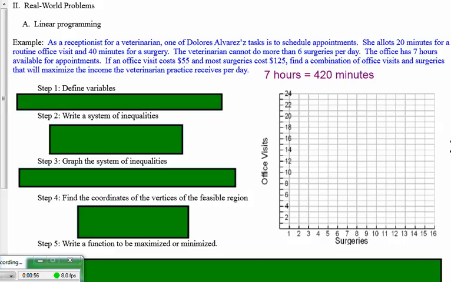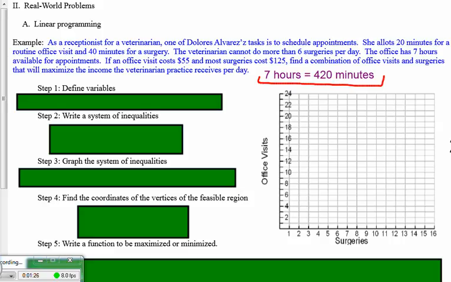So the vet decides, hey, I want to make as much money as I can in one day. I can do at most 6 surgeries. If I'm just doing a routine visit, that's going to take 20 minutes. If I'm doing a surgery, it's going to take 40 minutes. And I want to find out how I can make sure that I'm making as much money as possible each day. So one piece of information that's going to be helpful here, let's change right away.